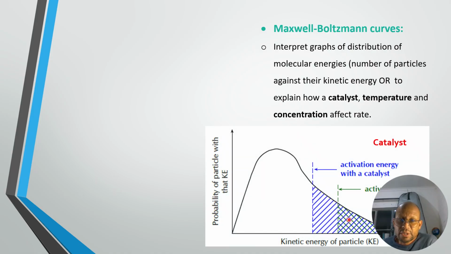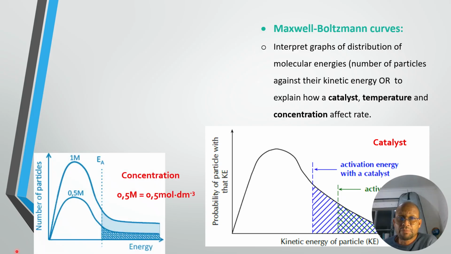If it's a catalyst, we've seen this one, the graph basically stays the same, but the activation energy just moves towards the left, where it's a lower kinetic energy, and that area under the graph is now added to the previous area to indicate an increased number of particles with sufficient activation energy.